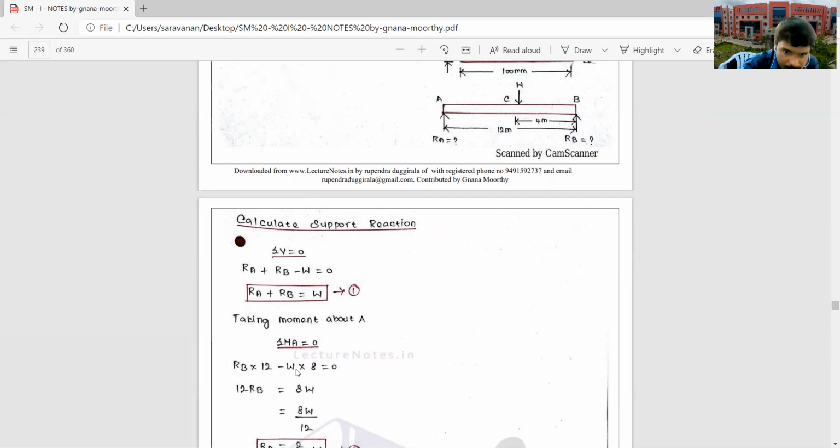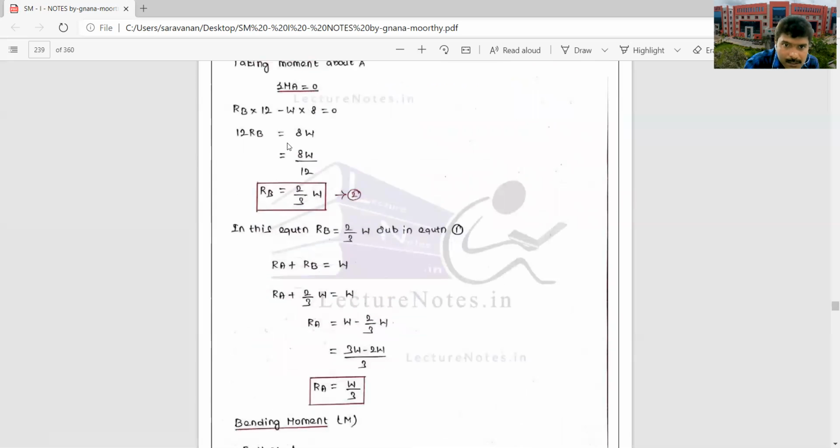Therefore, this will go that side: plus RB into 12 is equal to 8W. RB equal to 8W divided by 12, so 2 by 3 W. So RB equal to 2 by 3 W. In equation 1, you can substitute RB equal to 2 by 3 W, and you will get RA. You know RA plus RB equal to W. So RA plus 2 by 3 W equal to W. So RA value is W by 3.